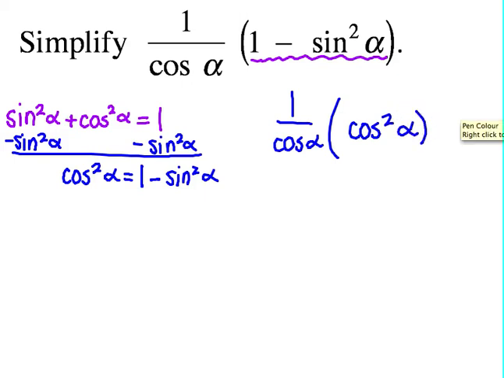What do you know happens? Cancel, cancel. What's your answer going to be? Cosine. There you go. It's just kind of like a puzzle. You're kind of working through a puzzle. You start with something big and you kind of pare it down.